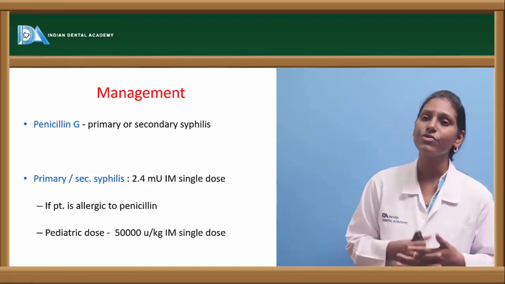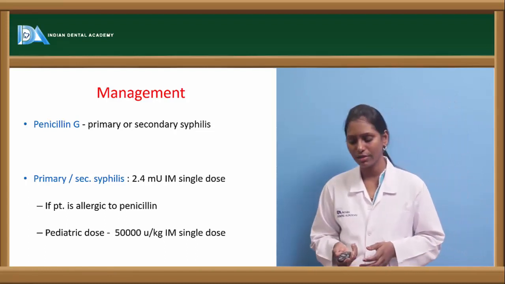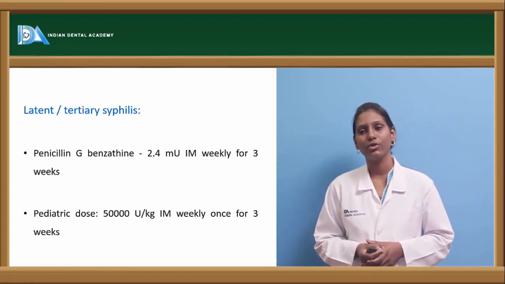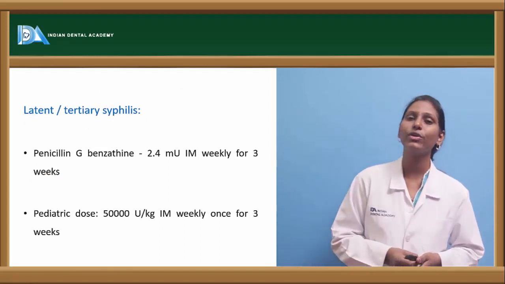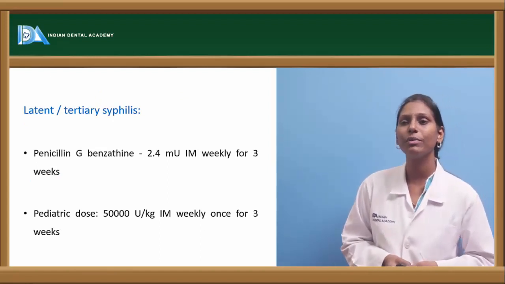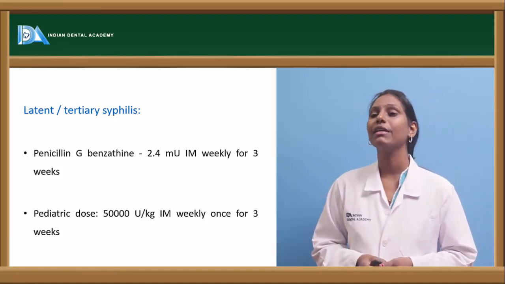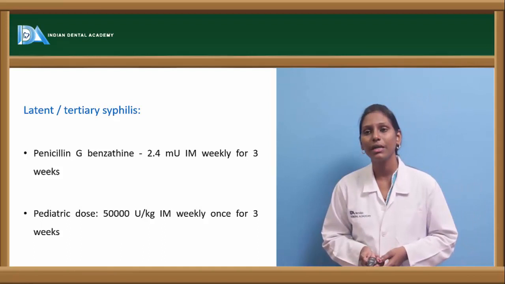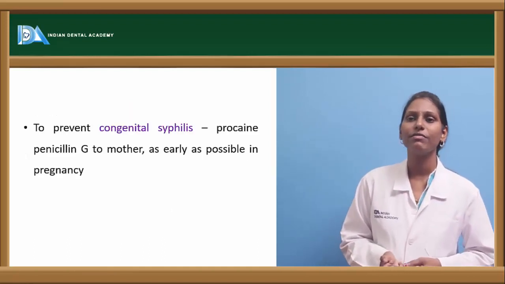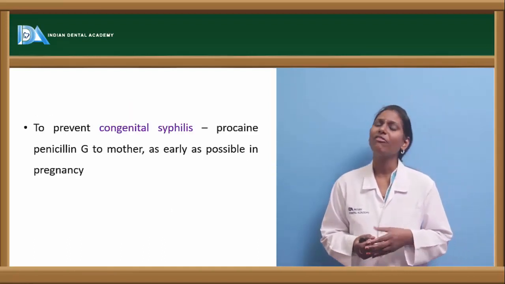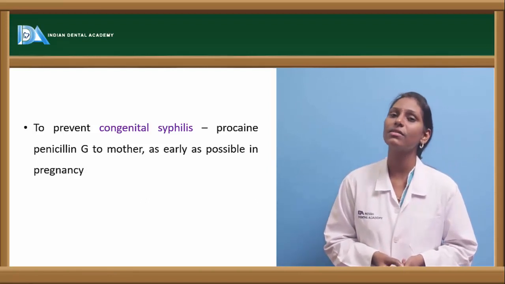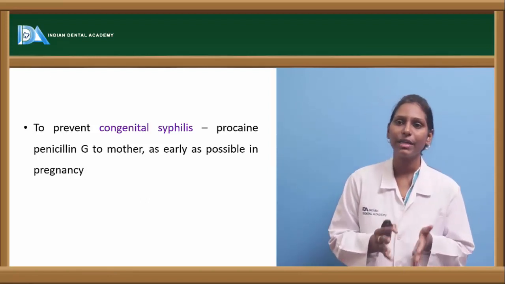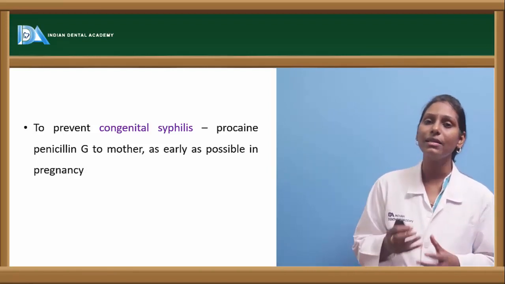In the pediatric dose, we give 50,000 units per kg IM as a single dose. As we discussed, in case of late or tertiary syphilis, again 2.4 million international units IM can be given weekly for 3 weeks. And in the pediatric dose, again 50,000 units per kg body weight IM weekly once for 3 weeks. Now, how do we prevent congenital syphilis? Yes, we can prevent congenital syphilis by giving procaine penicillin to the mother as early as possible within the pregnancy.